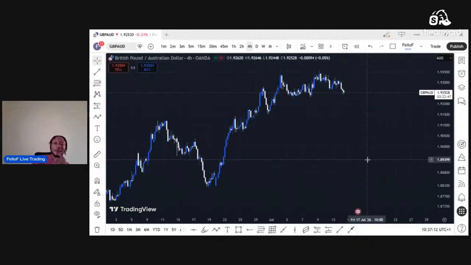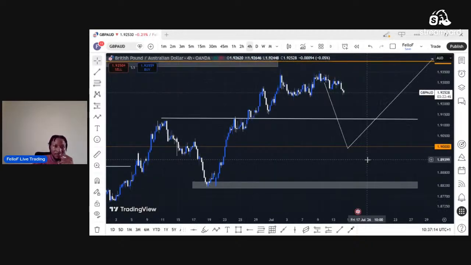Okay. Now, this is GBP AUD, and GBP AUD is giving us these sales. All right, we saw the sales yesterday, but the reason we did not take it is simple.